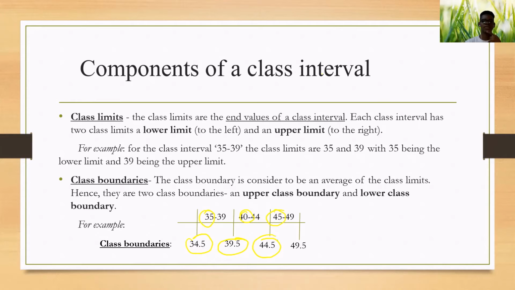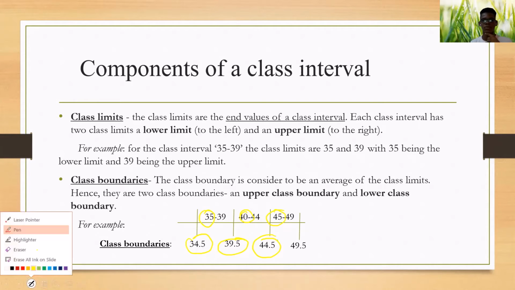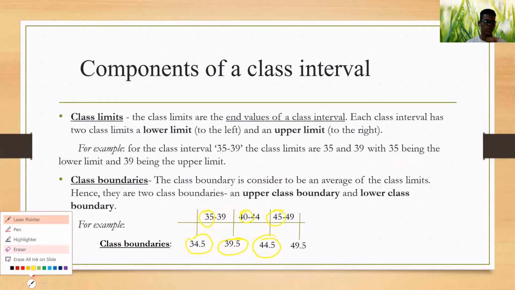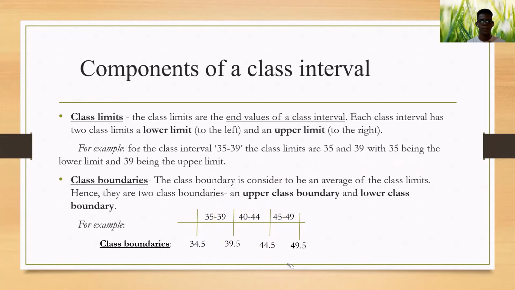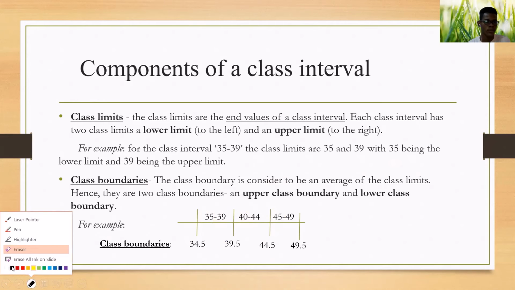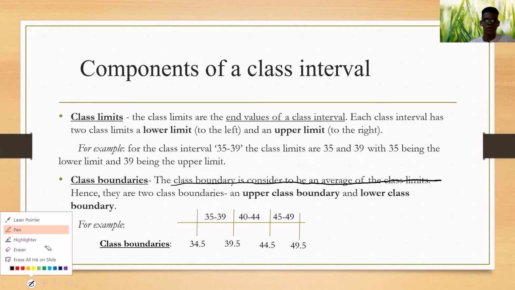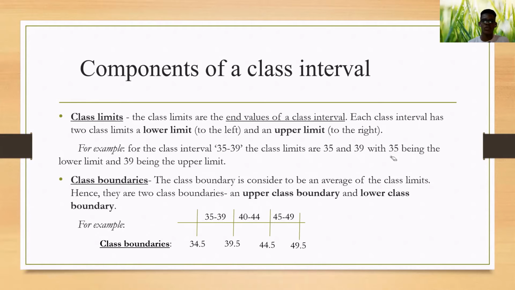But I still have to explain this statement that says the class boundary is considered to be an average of the class limits. Let me explain this. That's why I have multiple class intervals laid out. Now, you don't really need to remember this, but for your sake, I'm going to explain what it is saying: that the class boundary is considered to be an average of the class limits.